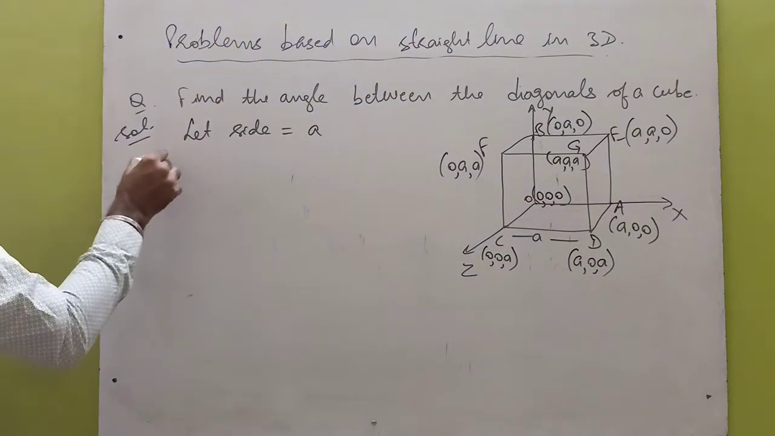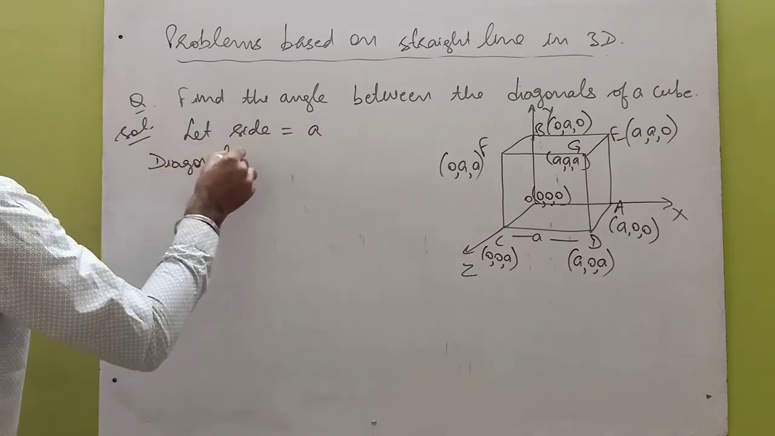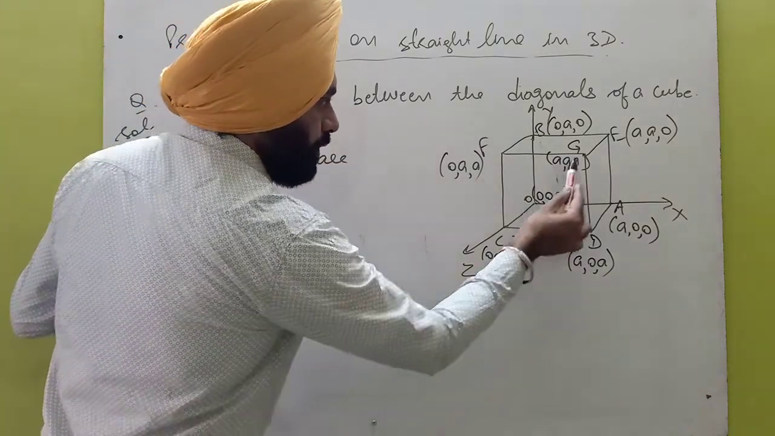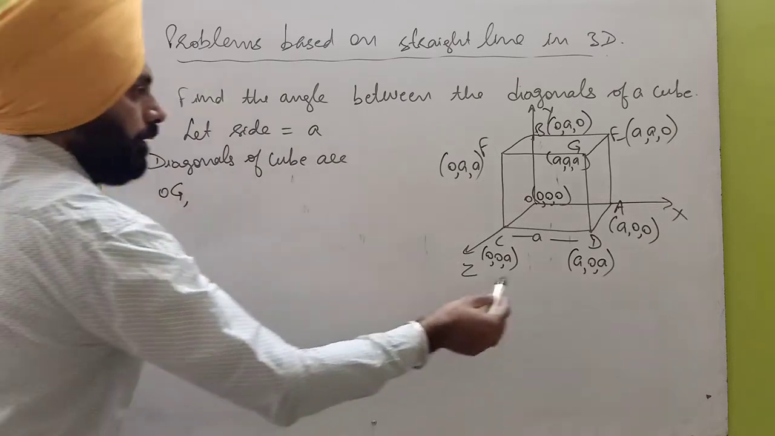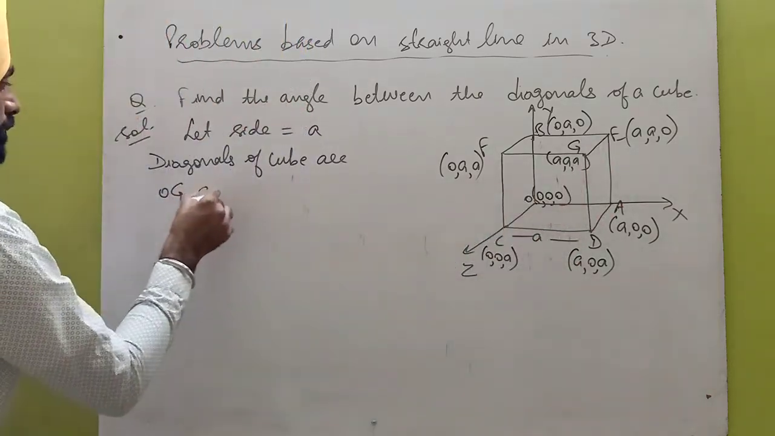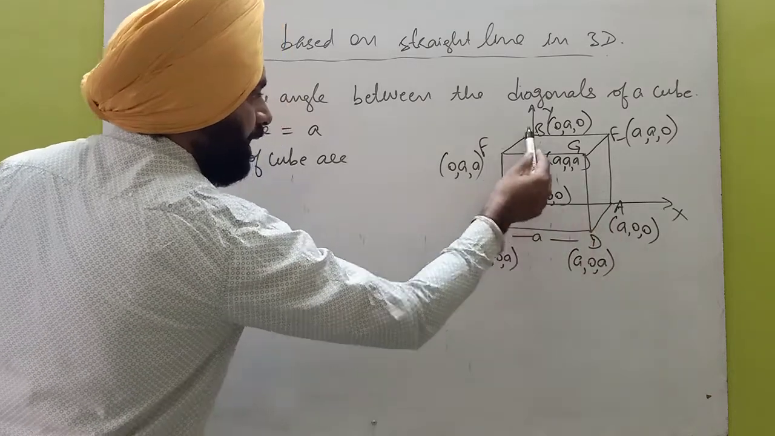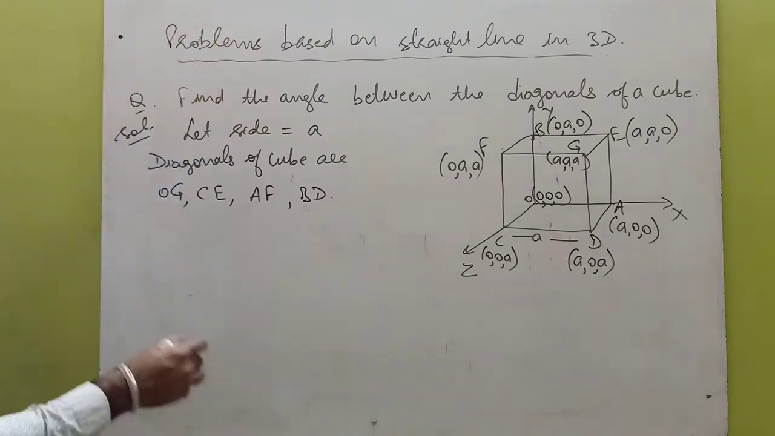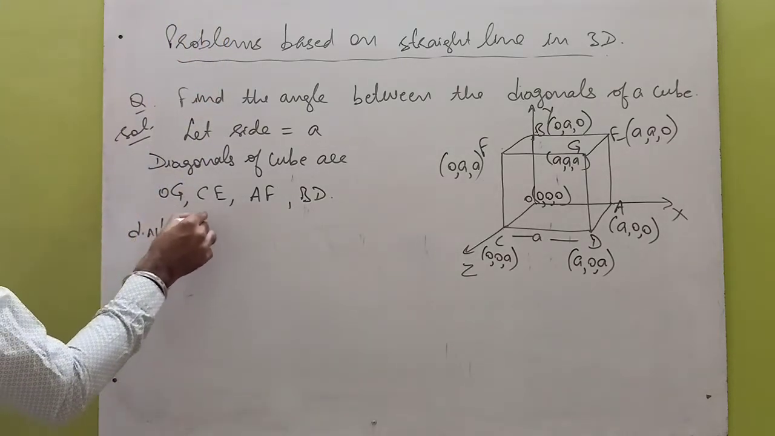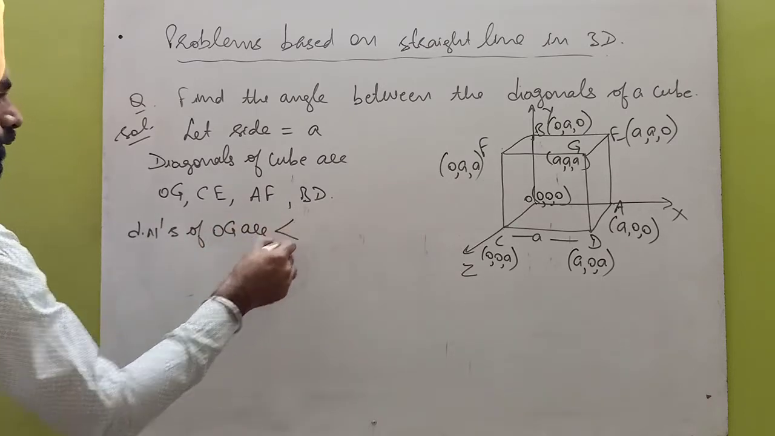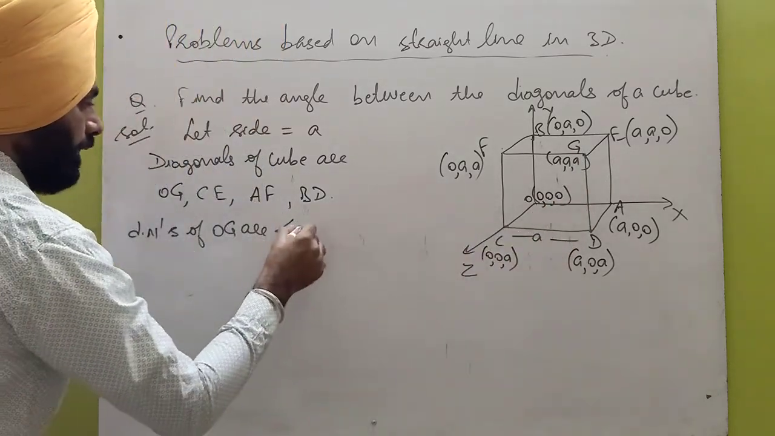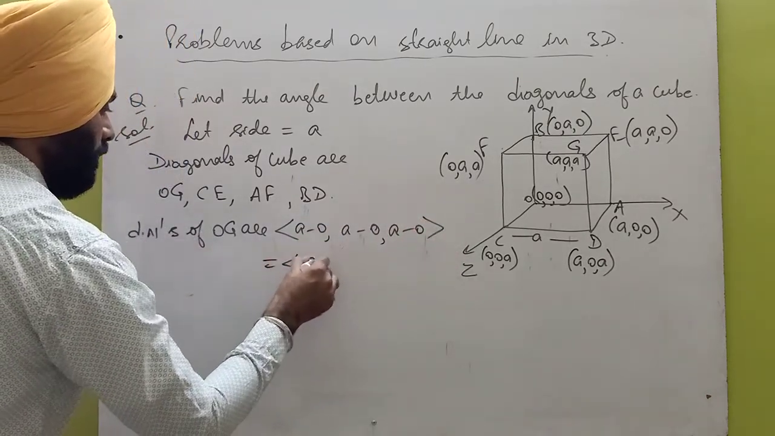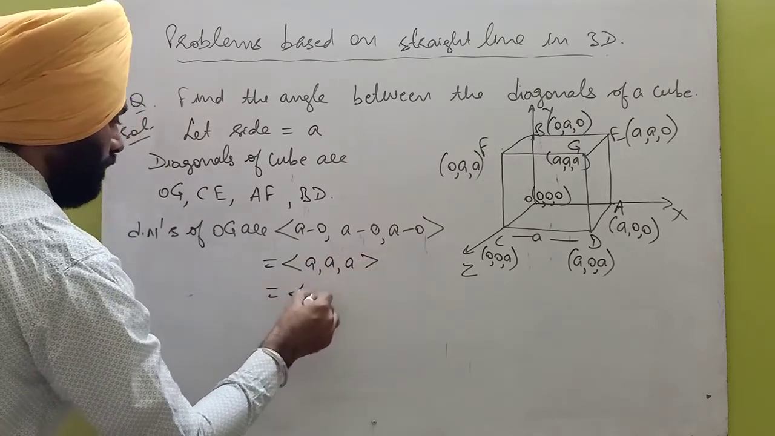Now the diagonals of the cube are, in this diagram, OG, similarly CE, and from the other side AF and BD. So there are 4 diagonals of this cube. Now the direction numbers of OG are: take the difference of the coordinates, a minus 0 and a minus 0, that is a and a. Take a common, so there will be 1, 1, 1.